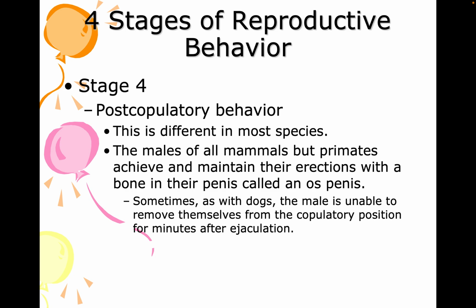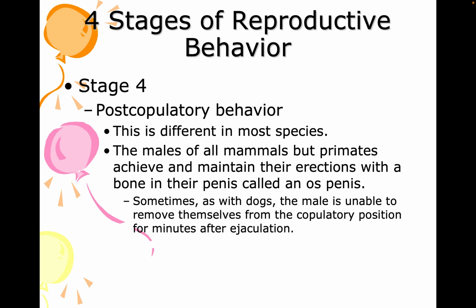This is different in most species. The males of all mammals, but primates, achieve and maintain their erections with a bone in their penis called an os penis. Os means bone, and so cows, horses, dogs, cats, mice, badgers, wolverines, they all have a bone that they utilize to allow the penis to become hard. Primates, on the other hand, engorge their penis with blood, and that's how it becomes stiff.